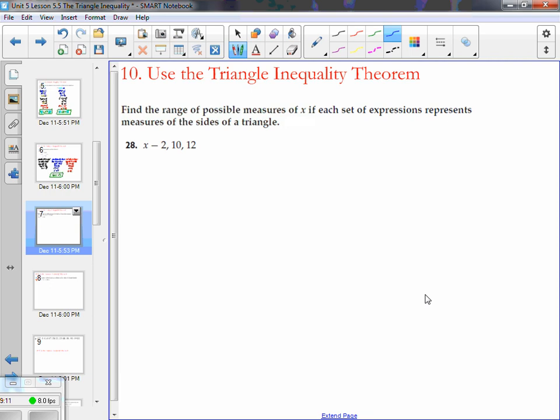All right. So, since one of our sides, if that was just an x, we'd be okay. But it's not just an x. It's an x minus 2. So, x minus 2 plus 10 needs to be greater than 12. x minus 2 plus 12 needs to be greater than 10. And 10 plus 12 needs to be greater than x minus 2.